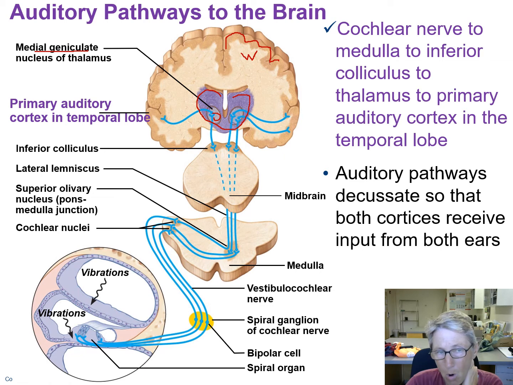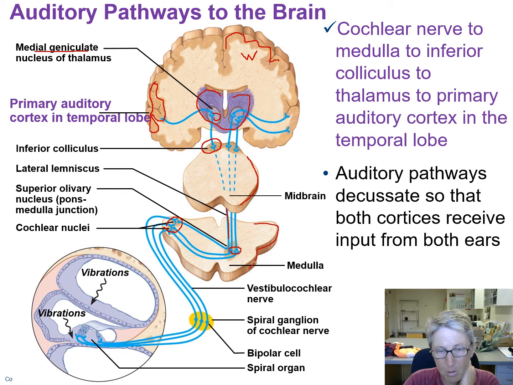The primary auditory cortex is in the temporal lobe. So this is all primary auditory cortex in the temporal lobe. That's where you hear sound, so it's the auditory cortex, right? So you hear stuff. And then there's these other pieces. Here's a synapse in the inferior colliculus. Here's a tract, the lateral lemniscus. Here's a superior olivary nucleus. So you've got some synapses here. Cochlear nuclei. And this piece here, this is a cross section through the midbrain.